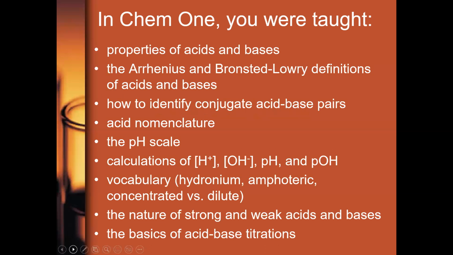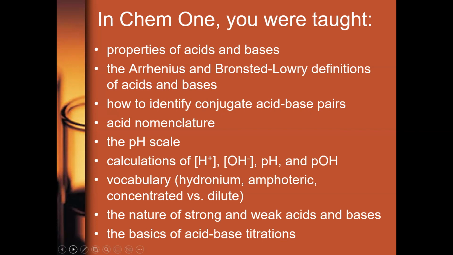So things that we learned about acids and bases in Chem 1, we talked about properties of acids and bases. That was things like where acids turn litmus paper red, phenolphthalein clear, things like that. So we have talked about those to an extent. We will hit back on some of those, but those were basic properties.